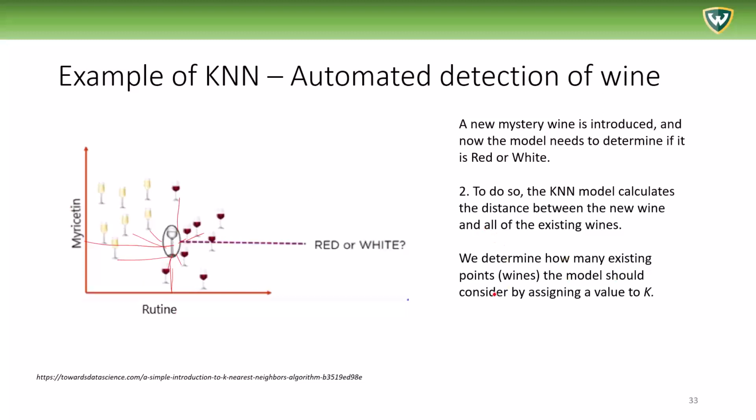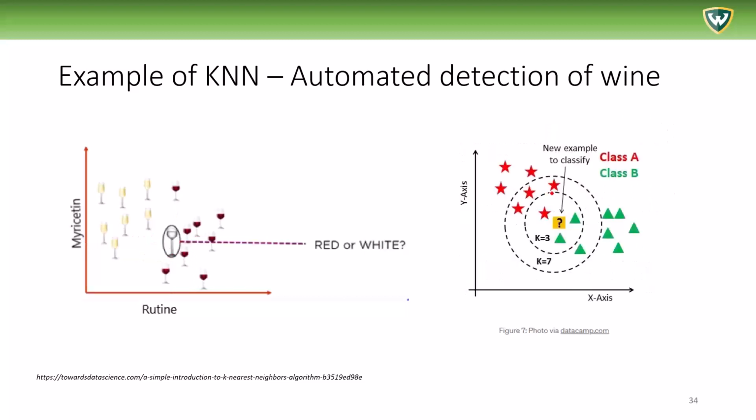And then we determine how many existing wines the model should consider by assigning a value to K. Remember, we need that K. So if K is just 2, it may only select these 2 here. And there's a more neat example here. This is the new thing that needs to be determined. If K is 3, you would put a radius around it that only selects the 3 nearest. Now, if we have K equals 7, it may look at the 7 other ones, so it's going to include these other ones as well. So that's the idea of the K, and then calculating the distance from each other and the nearest neighbors.